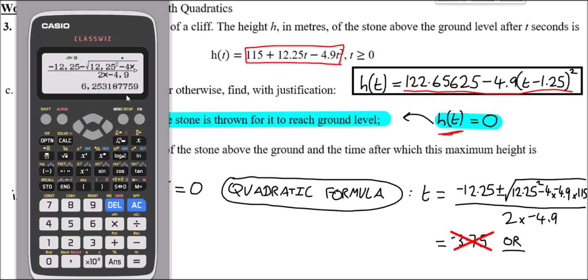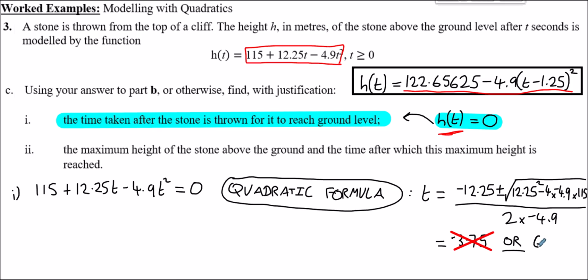Apologies. So the time at which it's at ground level is after 6.25 seconds, but we're not after the time. Actually, no, we are after the time taken after a stone is thrown for it to reach ground level. So it's at 6.25 seconds to 3 significant figures. So the stone reaches the ground after about 6¼ seconds once it's rounded off.